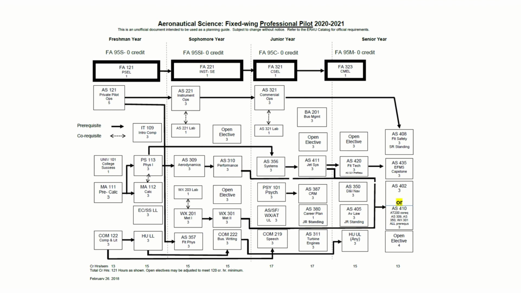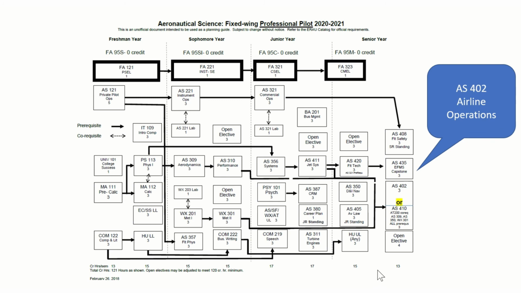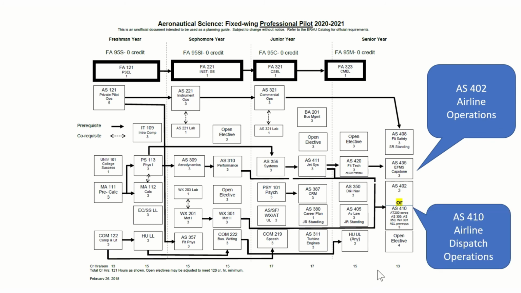Another question that I often get is, what is the difference between AS 402 and AS 410? You can see that there is an "or," and you can choose either one of these classes. So which class is the best one to choose? AS 402 doesn't have any prereqs, whereas for AS 410, you'll note that there are a lot of prereqs for this course. AS 402 is airline operations, and AS 410 is airline dispatch operations.